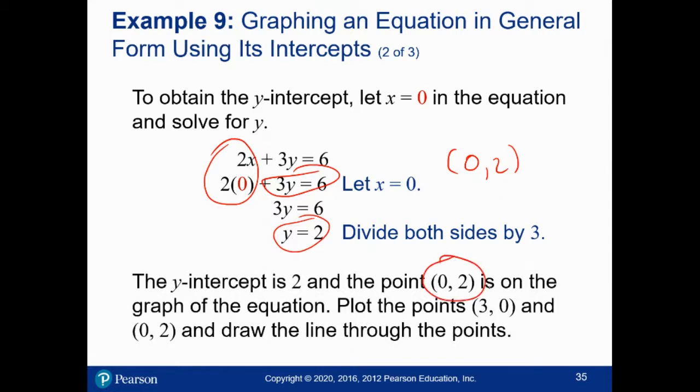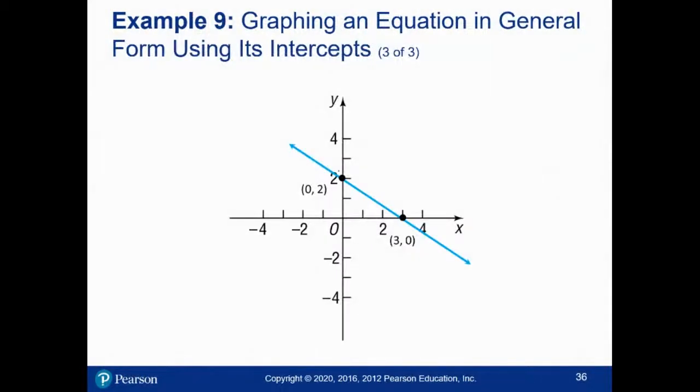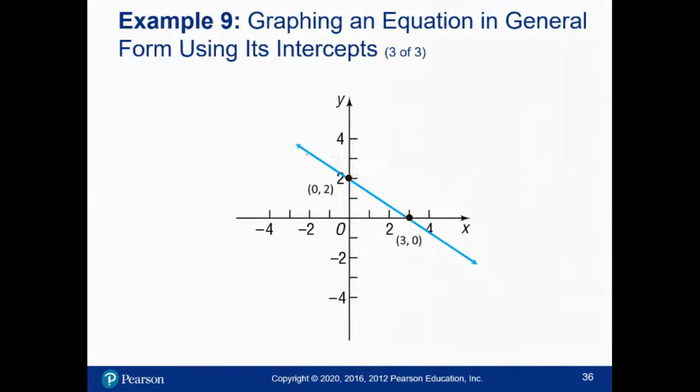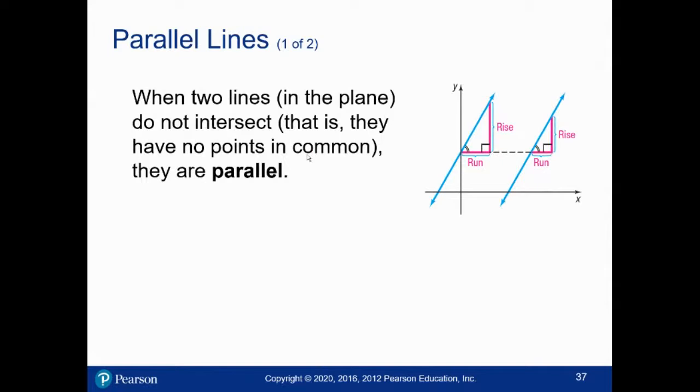So we have the intercepts (0, 2) and (3, 0), which I can just plot. Here's (0, 2), here's (3, 0), and once I have 2 points, it's pretty easy to draw the line just by connecting them, assuming you can draw better than I can. Okay.